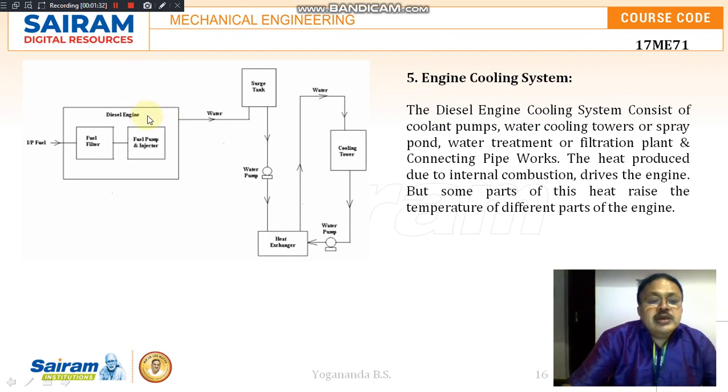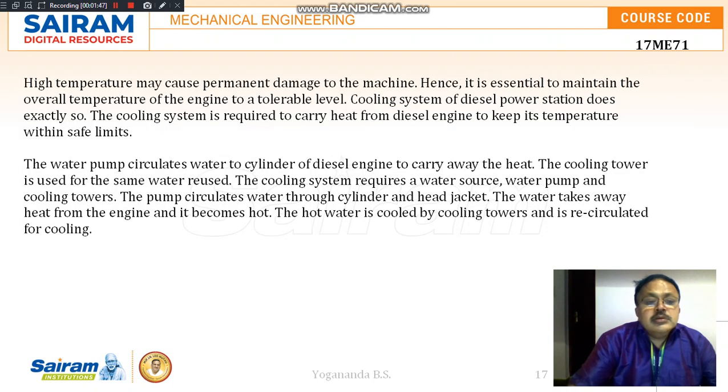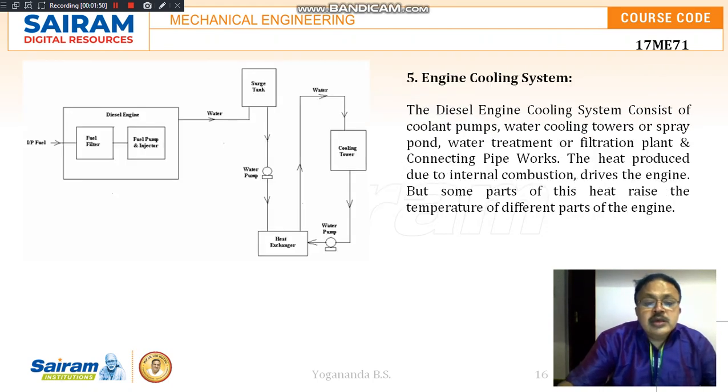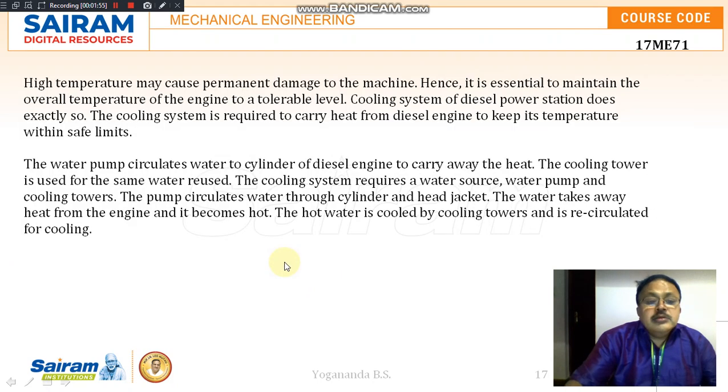As you see here, the water pump will be circulating water, and the water will be carrying the heat away from the diesel engine. You can see here the water pump, and we have the heat exchanger here. Then the cooling tower will be used for the same water reuse, so that the water which is used to reduce the temperature will not be wasted.